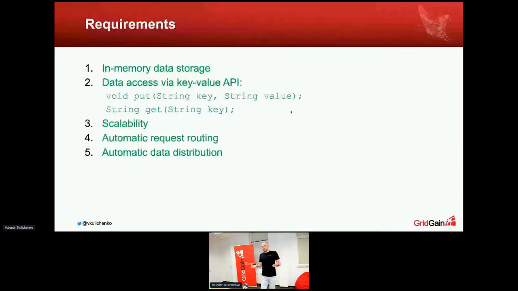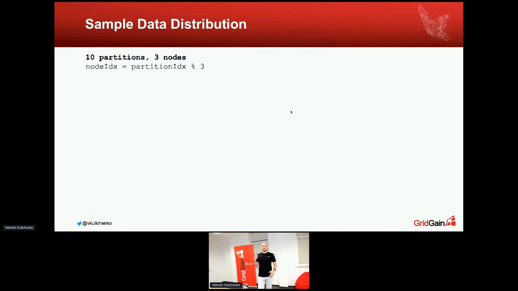So that actually covers all the 5 requirements that I've outlined in the beginning. There is, however, one more requirement, which is kind of a hidden one. This requirement is called minimal disruption. The best way of explaining what the issue is and what we're trying to solve is just to go through an example. So let's take a look at a sample data distribution in our database. Let's say, for example, we have 3 nodes to start with, and we have 10 partitions. Again, this is something we predefine and configure when we create our database.